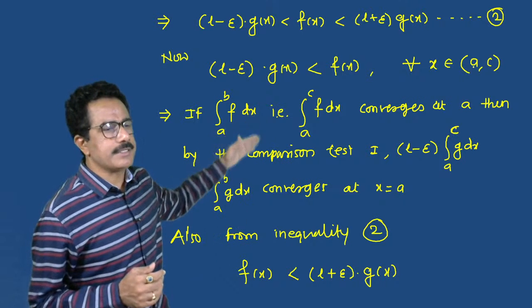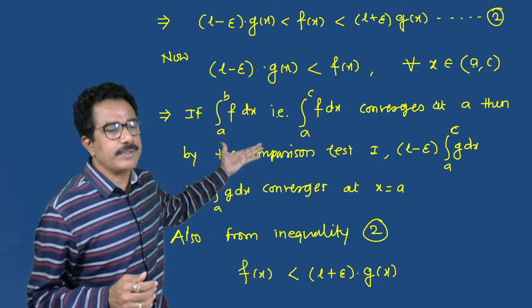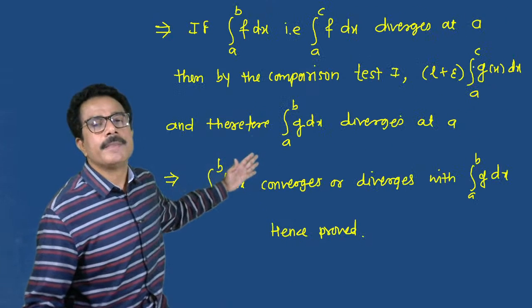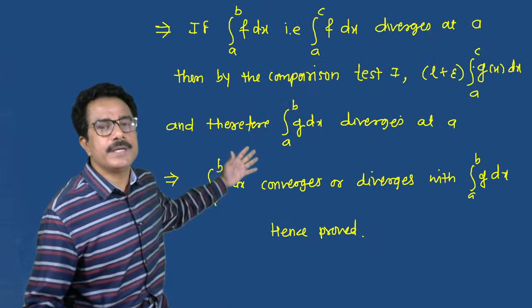So we can write this. So by the comparison test we can say the convergence of the other. Similarly, by the comparison test first we can say that they diverge together. Now we shall discuss some problems. Now let us take an example, a problem.